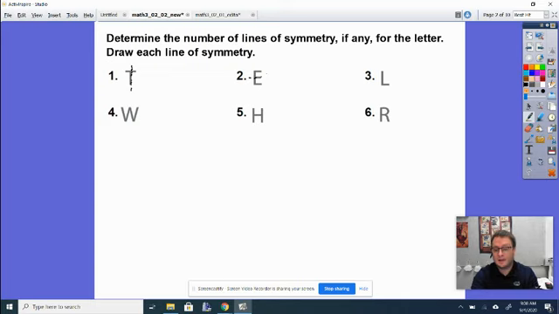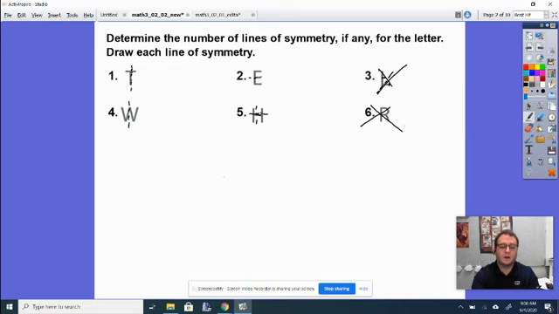L doesn't technically have one. There's one that's almost there, but if you notice, this side's a little bit shorter than this side. So this one doesn't have one, it's close. And if it kept going, it would. W's down the middle. H actually has two, and then R doesn't have one.